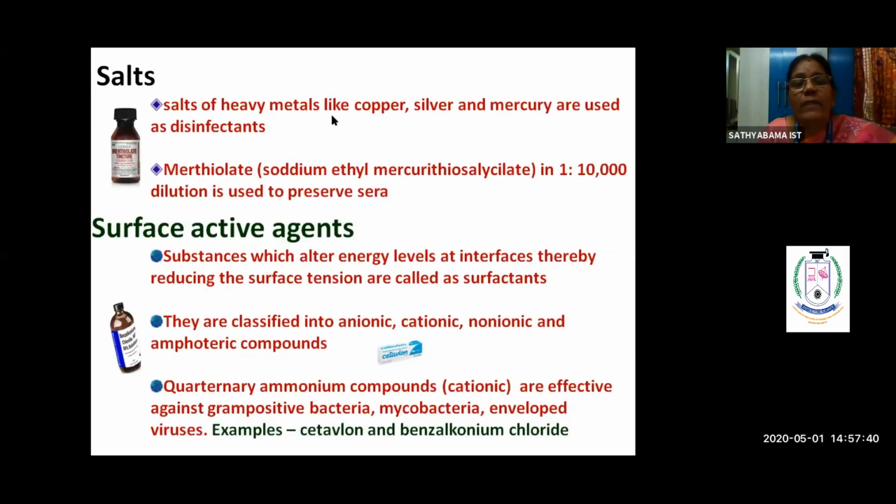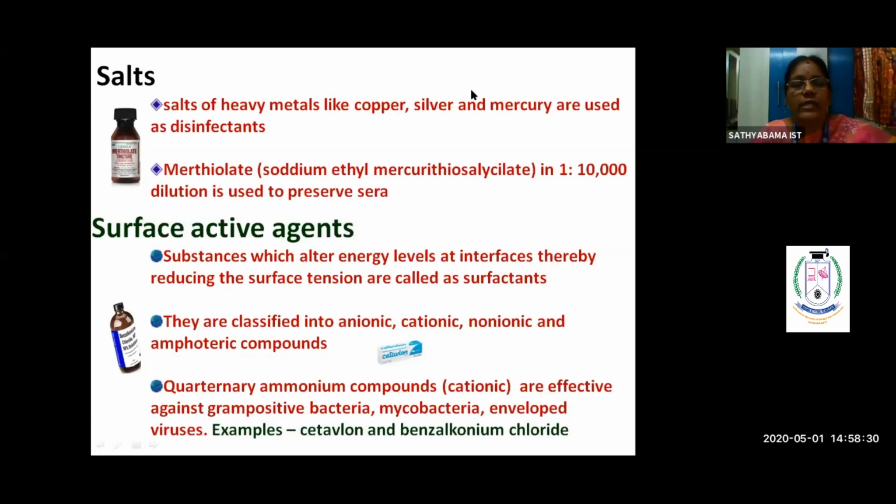Salts. Salts of heavy metals like copper, silver and mercury are used as disinfectants. The best example is sodium ethyl mercury thiosalicylate, which is called merthiolate. This merthiolate in a dilution of 1:10,000 is used to preserve serum. Say for example, we preserve serum so that in future we can do molecular studies for research purposes. If you just separate the serum and store it, it will get contaminated and the purpose of preserving it will be defeated. So we have to add merthiolate so that it will be preserved.